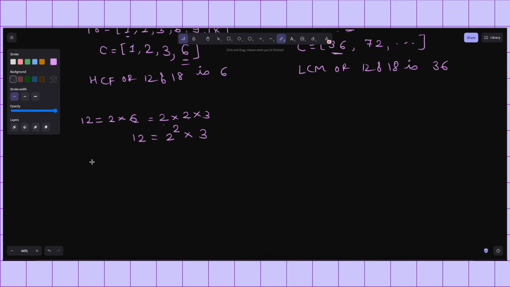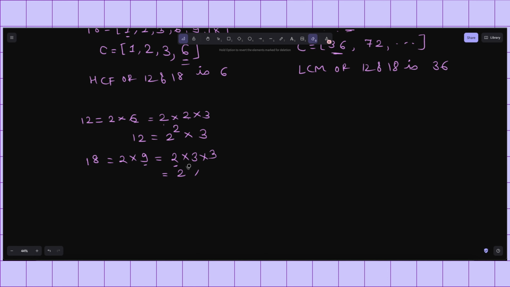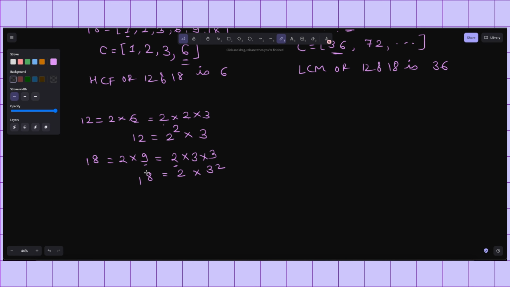Then let's talk about 18 here. So 18 will be equal to 2 into 9, 2 9s are 18. Then we will break down this 9. 9 is basically 3 into 3, because it will not be divided by 2, so we have to increase the number. So it will become 2 into 3 square, and this is 18. Now let's focus on these numbers. 12 is equal to 2 square into 3, and 18 is equal to 2 into 3 square.